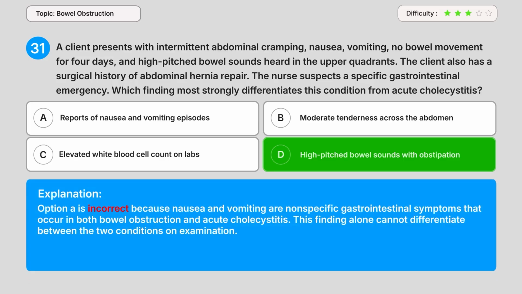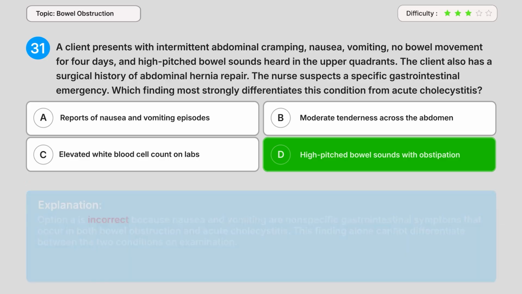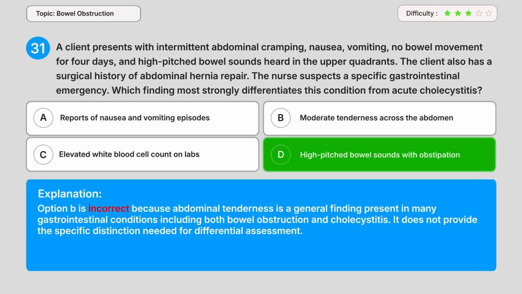Option A is incorrect because nausea and vomiting are non-specific gastrointestinal symptoms that occur in both bowel obstruction and acute cholecystitis. This finding alone cannot differentiate between the two conditions on examination. Option B is incorrect because abdominal tenderness is a general finding present in many gastrointestinal conditions, including both bowel obstruction and cholecystitis. It does not provide the specific distinction needed for differential assessment.